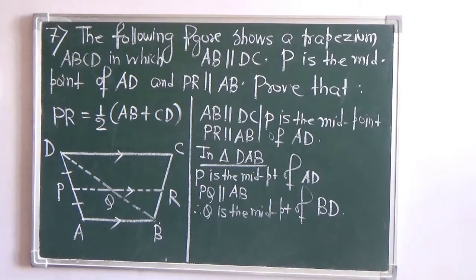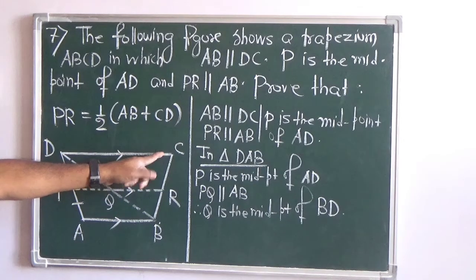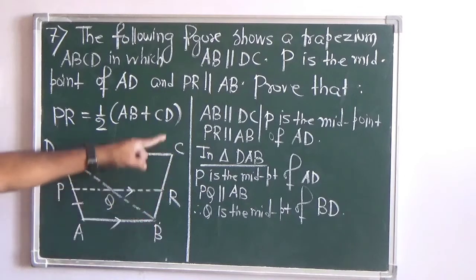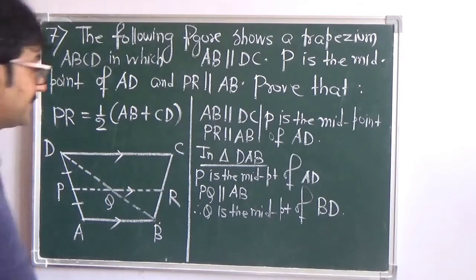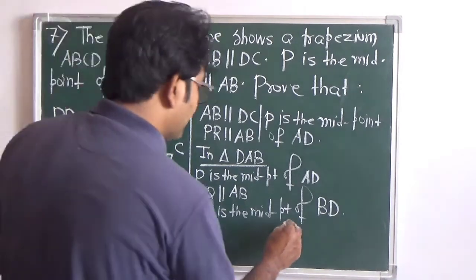Now similarly, if you take the triangle BCD, we have Q is the midpoint of BD and QR is parallel to CD, so R is the midpoint of BC by again the converse theorem. So here it is the converse theorem.